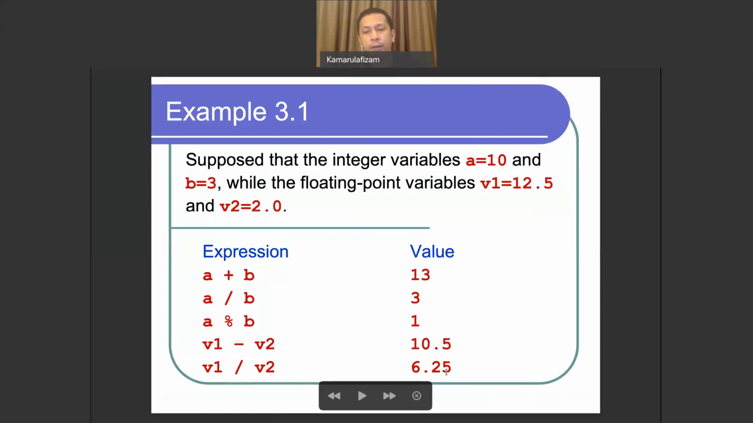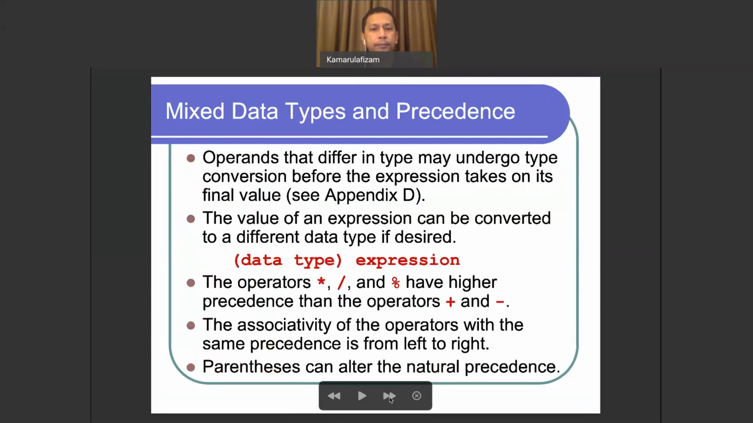And v1 divided by v2, for this particular case, you will have the answer in terms of floating point, because the floating point can basically take the fractional value. For example, here in this a divided by b, this is integer division. You will have only the first value of the integer. There is no floating point given. You can read through all of these things.